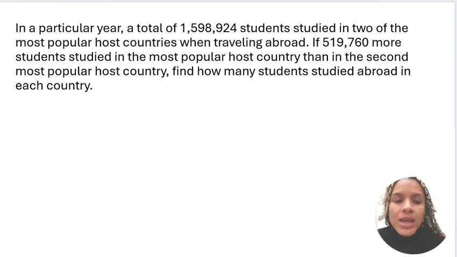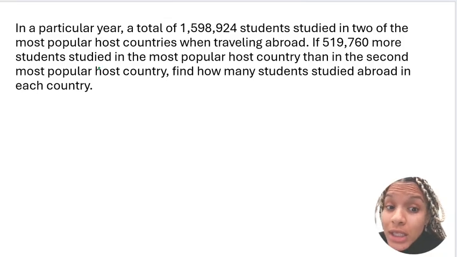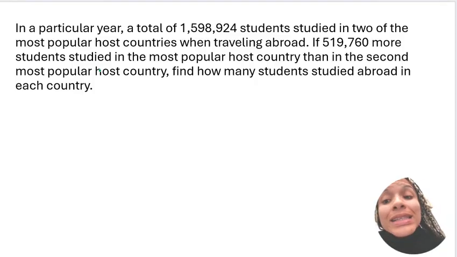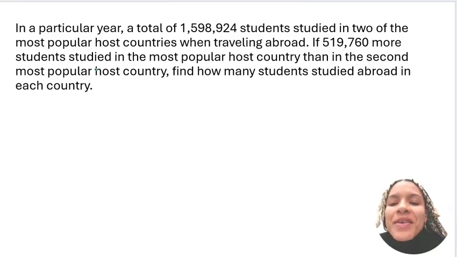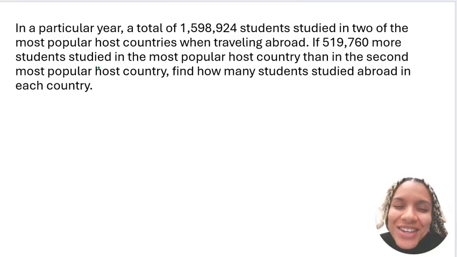All right. Let's see this application. In a particular year, a total of 1,598,924 students study in two of the most popular host countries when traveling abroad. If 519,760 more study in the most popular host country than in the second most popular host country, find how many students study abroad in each country.